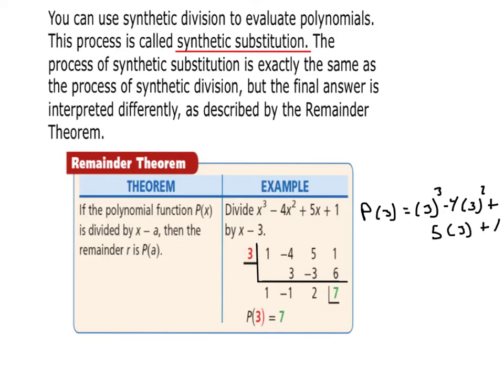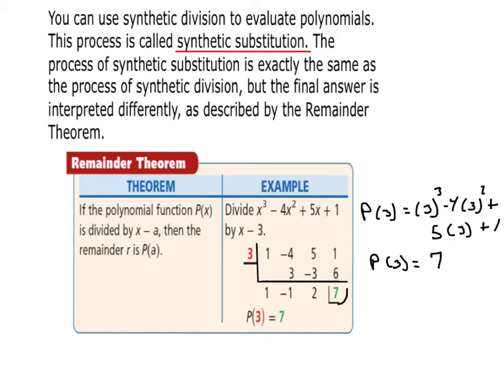Now, here's what I want you to do. Take your calculator, or just do it manually, and I want you to evaluate this. Okay, so go ahead and pause it here, and tell me what p of 3 equals. Okay, go ahead and pause it and do that. Okay, now that you've done that, what did you get? Did you get 7? I did.